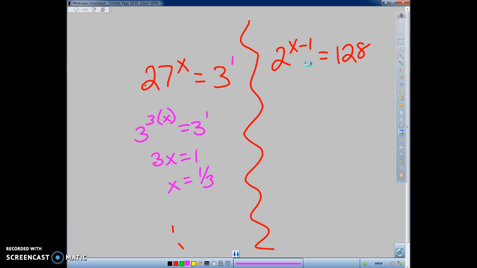Right here, we've got 2 to the x minus 1 equals 128. 128 I can change to base 2. So 2 to the x minus 1 equals 2, I believe to the 7th power. Now that I have my bases the same, x minus 1 equals 7, x equals 8. So 2 to the 8 minus 1, which is 2 to the 7th, equals 2 to the 7th. That's going to be correct. So those are my two answers right there.